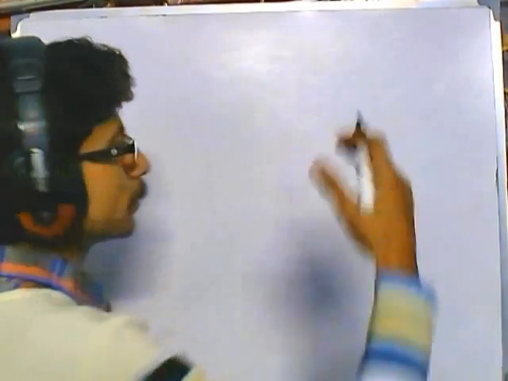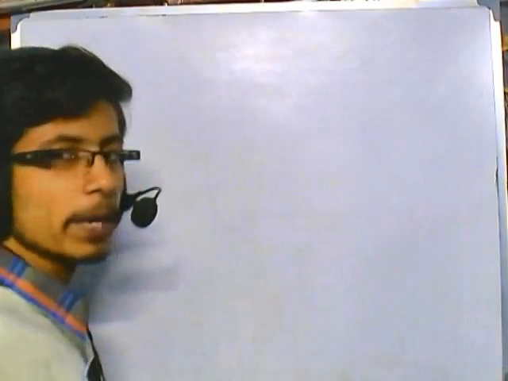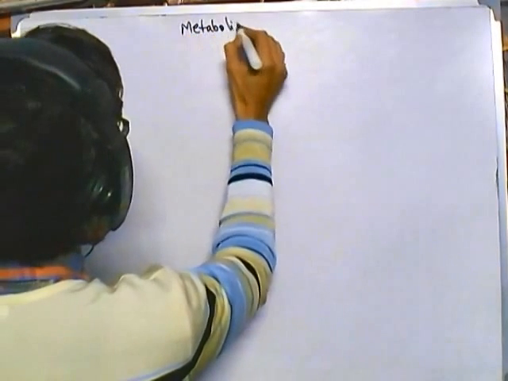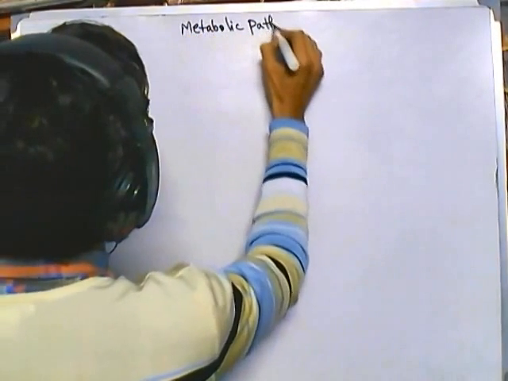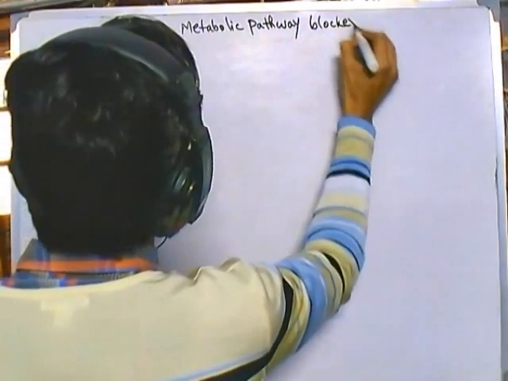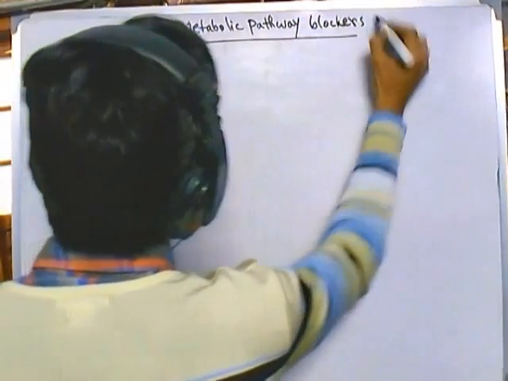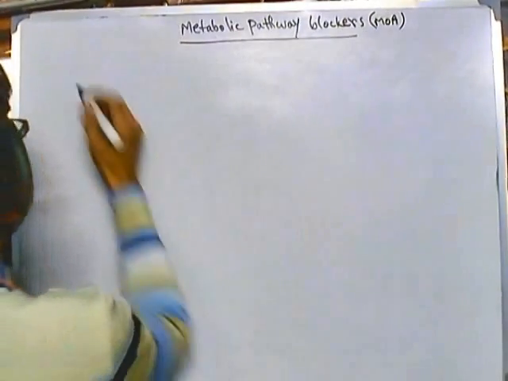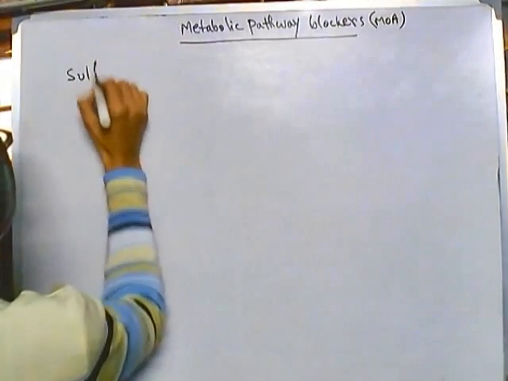So in this video we'll be talking about different kinds of antibiotics which are blocking those metabolic pathways. Among the metabolic pathway blockers we'll be talking about the mode of action, obviously, and here the example is sulfonamides.